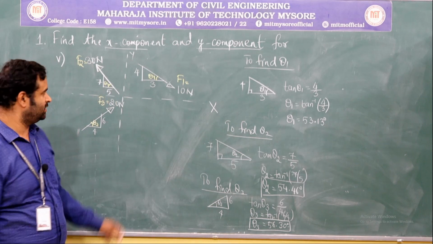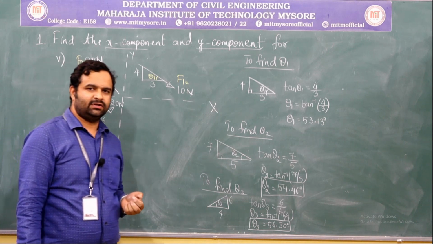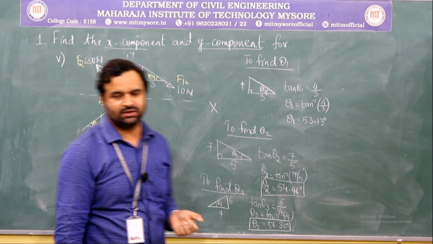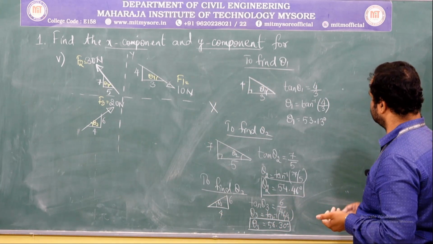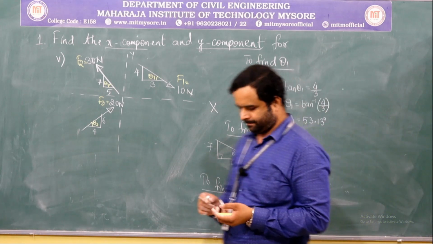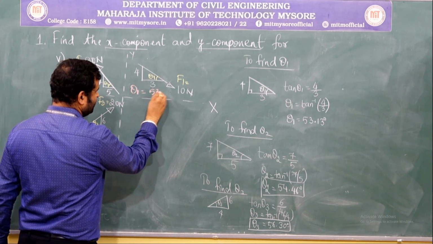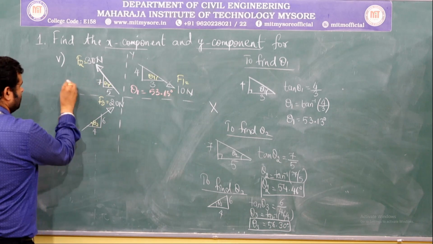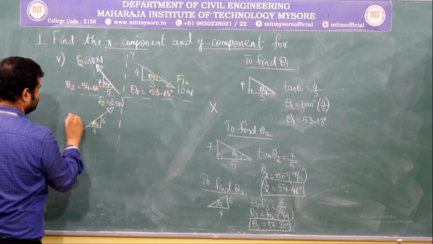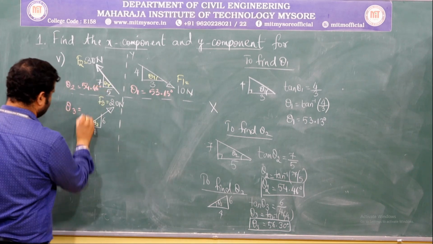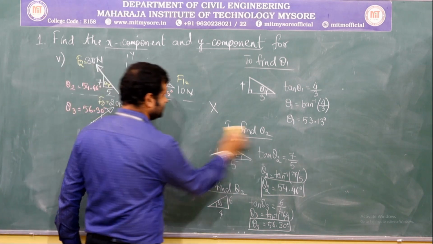Now, we have calculated the angle of inclinations of all these three forces, theta 1, theta 2 and theta 3. Now, using this, let us try to resolve the forces into different x and y components. So, let me write theta 1 equals 53.13 degrees, theta 2 is equal to 54.46 degrees, theta 3 equals 56.30 degrees.